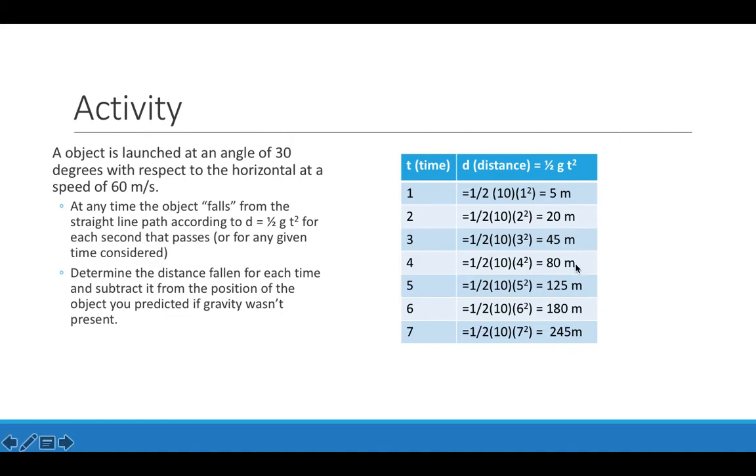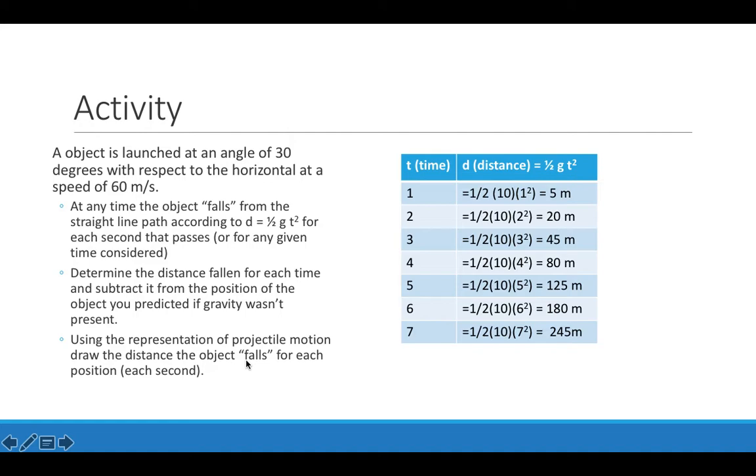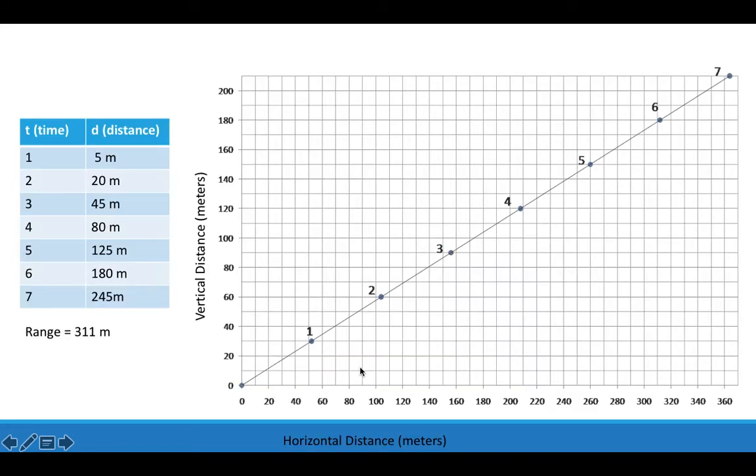And so we already did the first couple. We've done this before, so 1/2 10 times 3 squared is 45, and 1/2 10 times 4 squared is 80, and so on, and we can keep going with that. So if we use that previous representation for projectile motion, we can now figure out how far it falls off of that path. So we have our distances here, and at 1 second, the object has to fall 5 meters off that path straight down.